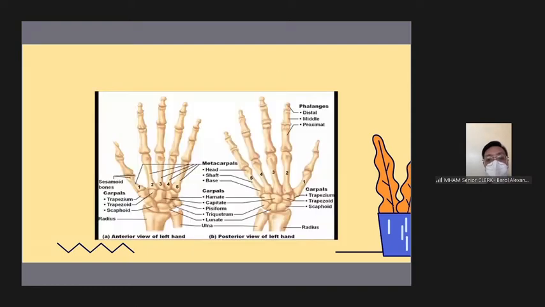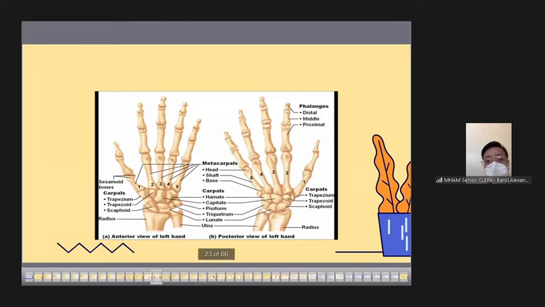So this is a summary of your carpals, metacarpals, and phalanges. On the left side, you can see the anterior view of your left hand, while on the right side, this is the posterior view of your left hand.